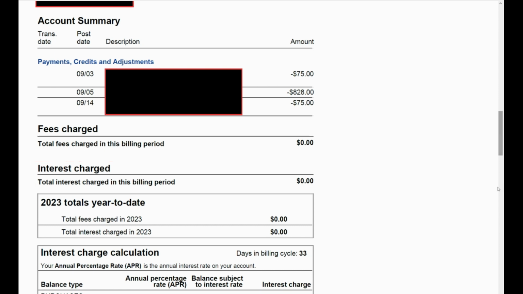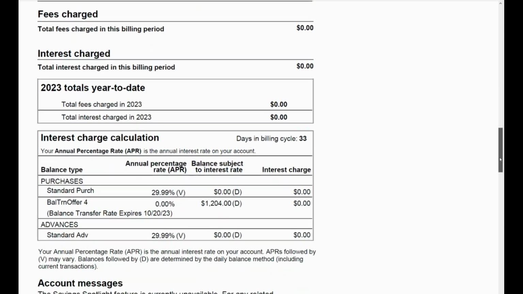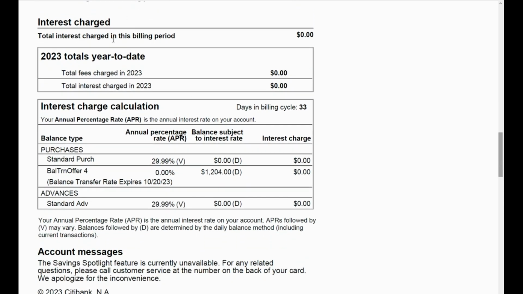So with those limited amount of transactions, right underneath interest charged, it gives you the interest you've been charged year to date. If this particular card was one that was charging me interest or I had fees throughout the year, it will all show up here. I like this particular table in the billing statement because it shows me just how much my instant gratification is costing me. Total fees in 2023 is 0. Total interest in 2023 is also 0.